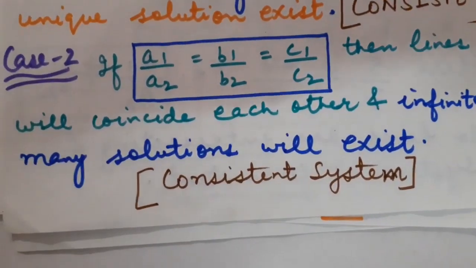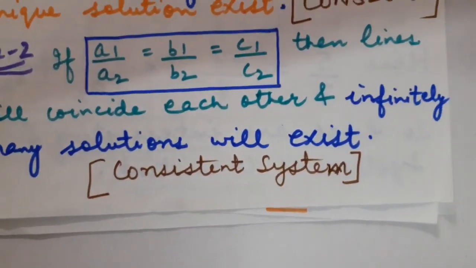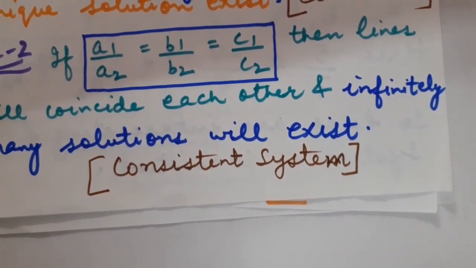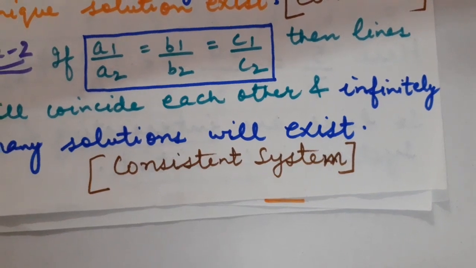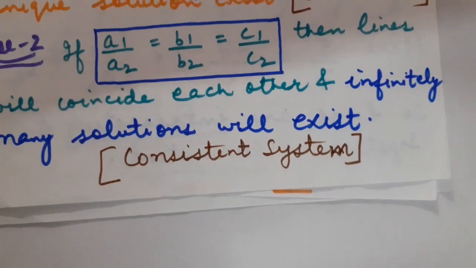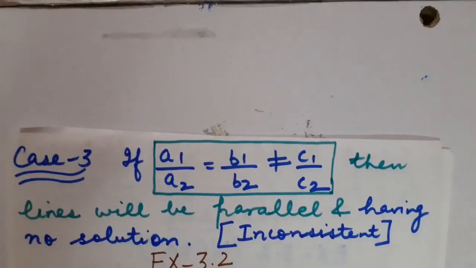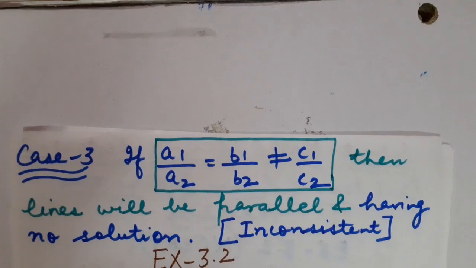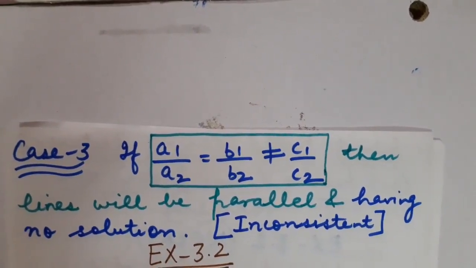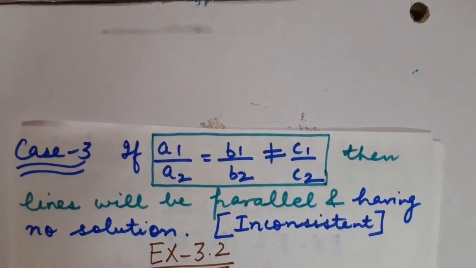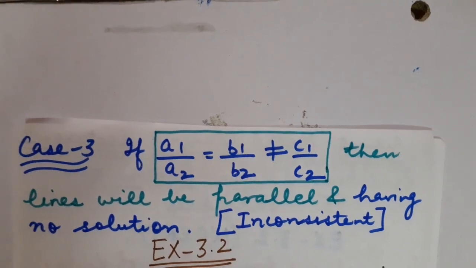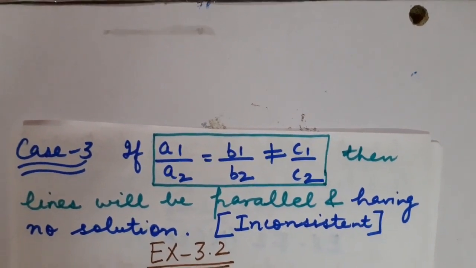Please switch to case number 2. If a1 upon a2 is equal to b1 upon b2 is equal to c1 upon c2, then the lines will coincide with each other. Infinitely many solutions exist and the system will be consistent. Now the last point is case 3. If a1 upon a2 is equal to b1 upon b2 but not equal to c1 upon c2, then the lines will be parallel with no solution, and of course the system will be inconsistent.